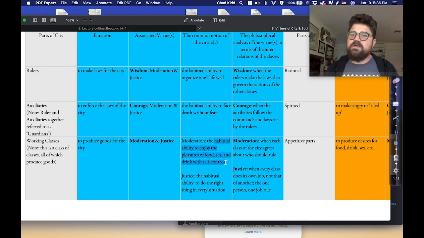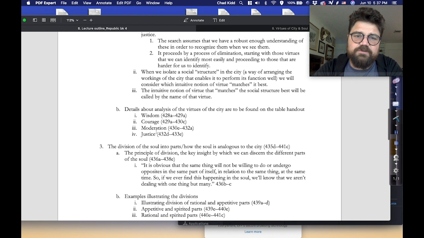So finally, we get to justice. And what Socrates notices here is quite surprising. So go ahead and pause and read the passage for yourself, 432d through 433e.